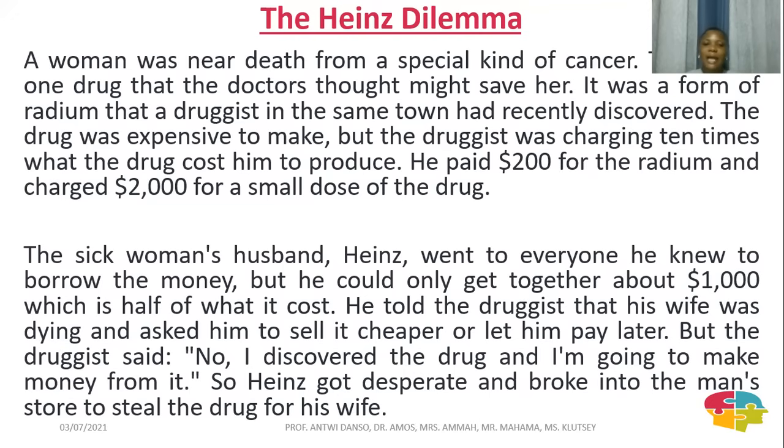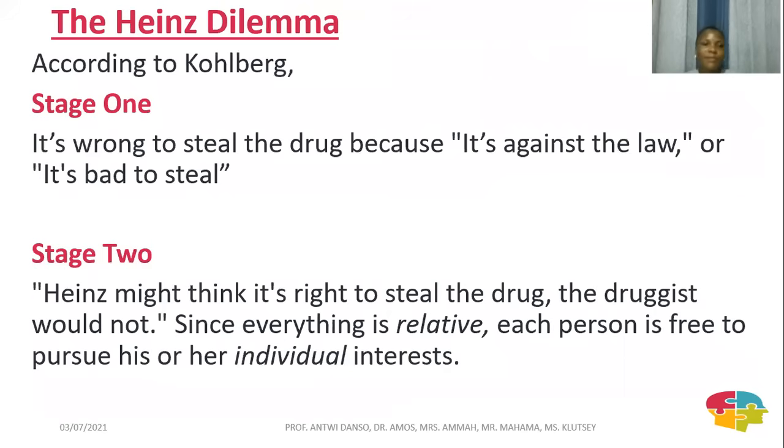The sick woman's husband, Heinz, went to everyone he knew to borrow money, but he could only get together $1,000, which is half the cost. He told the druggist that his wife was dying and asked him to sell it to him at a cheaper price or let him pay later. But the druggist said no. He said, I discovered the drug and I'm going to make money from it. So Heinz got desperate and broke into the man's store to steal the drug for his wife.